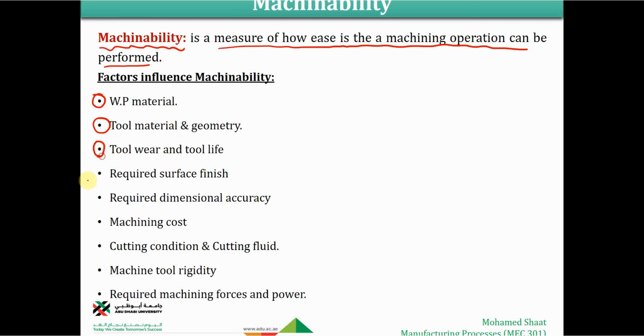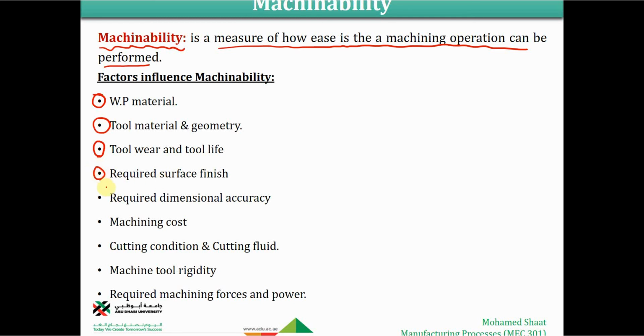Also, the tool wear and tool life. What is the level of tool wear that the tool already has? How long would this tool be used without resharpening? This is the tool life. If the tool has a longer tool life, it means that this tool can enhance the machinability, or we're going to have a good machinability.